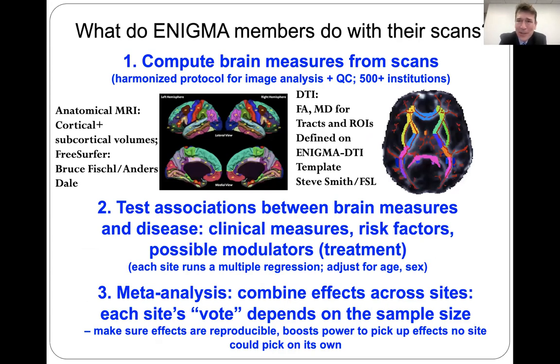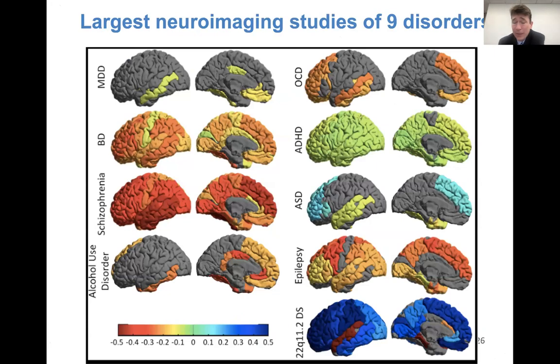So here's what Enigma members do, first of all. They'll compute brain measures from their brain scans. If it's MRI, they might use FreeSurfer. If it's DTI, they might use TBSS, part of the FSL toolkit. They'll then, at each site, test associations between the brain measures and interesting factors, either diagnosis of disease or clinical measures or risk factors, or maybe modulators such as treatment that we want to see if they have a consistent effect worldwide. Each site runs a multiple regression. They adjust the regression for age and sex and other confounds. And then when they've estimated the effect of a certain factor of interest, they meta-analyze the effects across the sites. And each site's vote depends on how much data they have. This makes sure that the effects are reproducible and obviously gives us power that working with one site's data would not give us. And this led to very, very large studies.